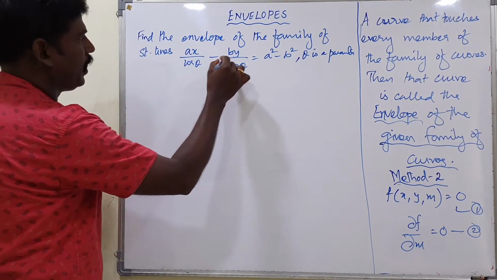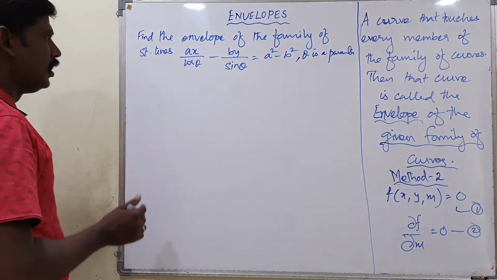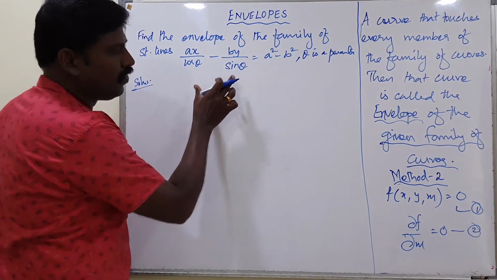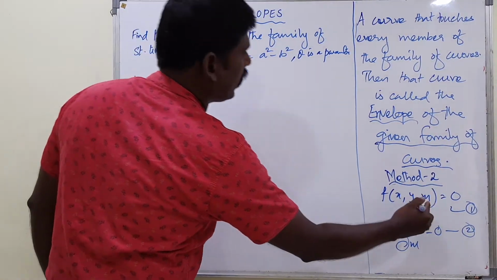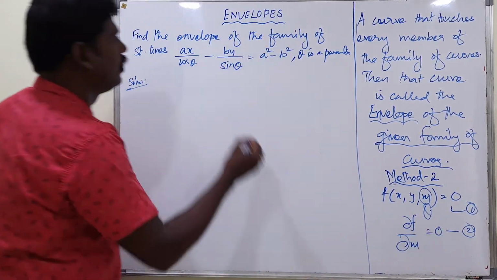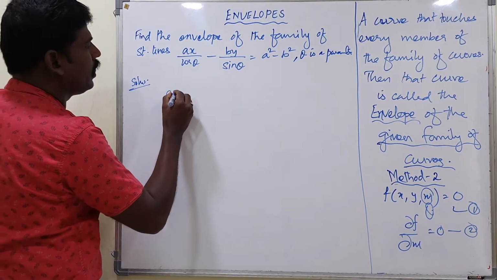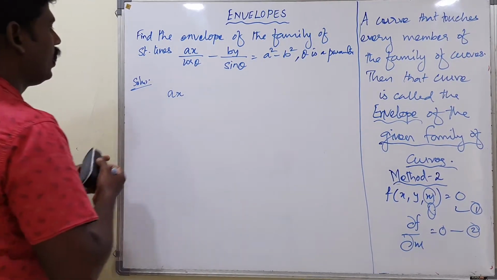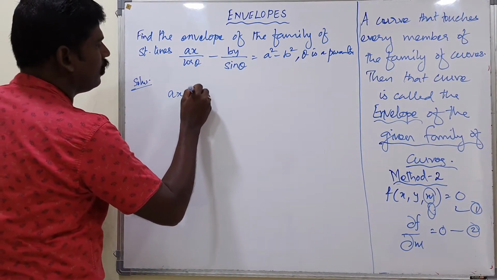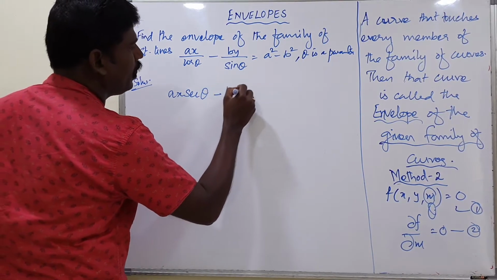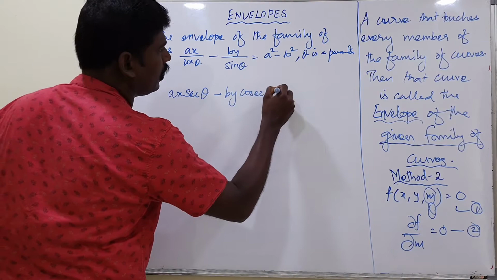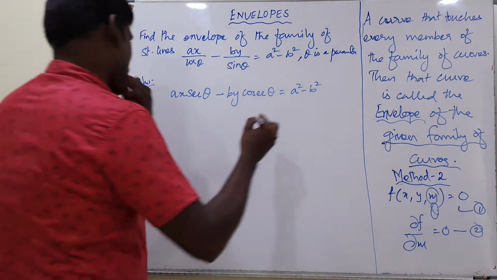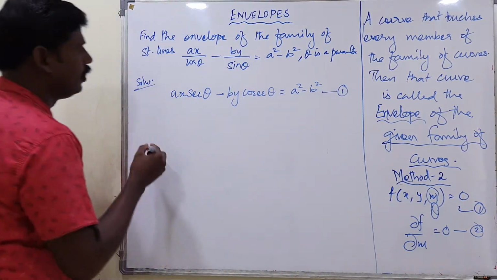a x by cos theta minus b y by sin theta equal to a square minus b square. Right? Okay, solution. So the given function is in the form of f of x comma y comma theta, here m is replaced by theta, right? So I rewrite this equation as a x, 1 by cos theta can be written as secant theta, isn't it? Minus b y into cosecant theta equal to a square minus b square, isn't it? I call it as equation number 1, right?